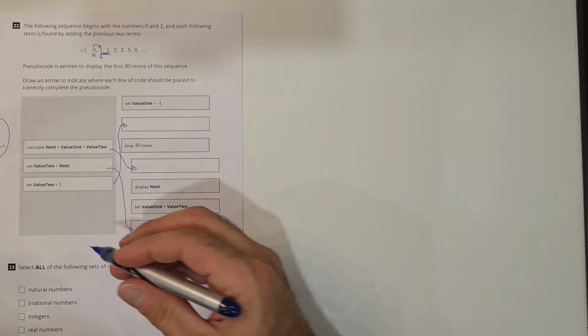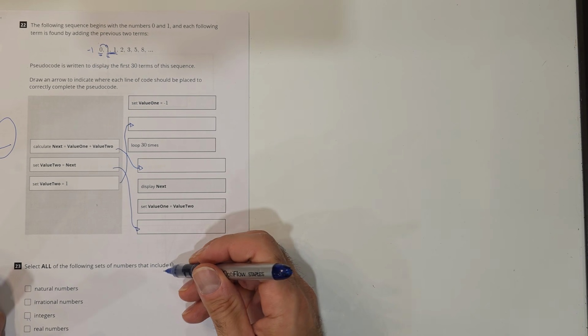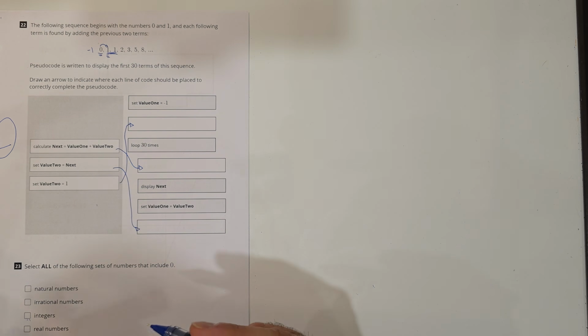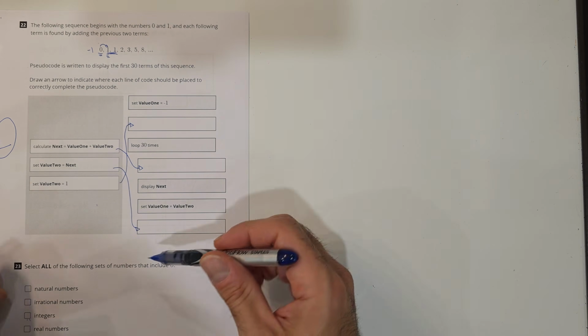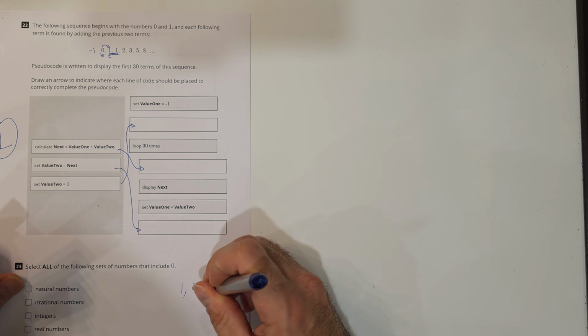Let's move on. Select all of the following sets of numbers that include 0, okay? You're going to get this question for sure. It might be a little different than this, but it's one of those multi-selects, and we know how you feel about multi-selects if you've done anything on Knowledge Hook. They cheese you, I know. So first of all, natural numbers do not include 0. Natural numbers are counting numbers.